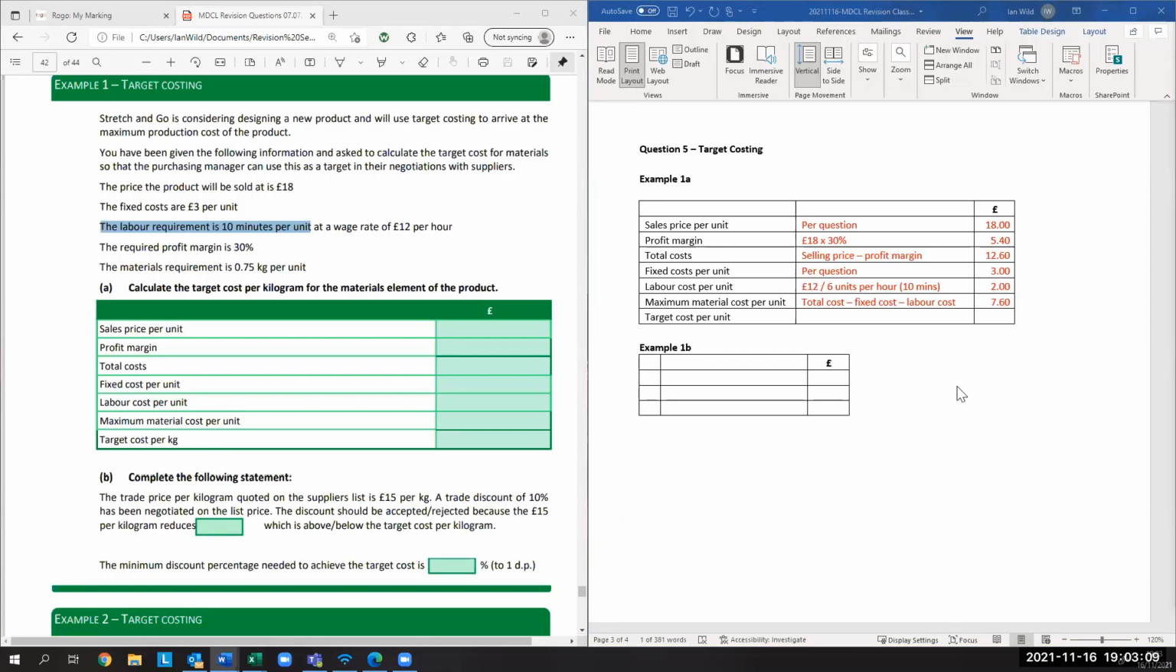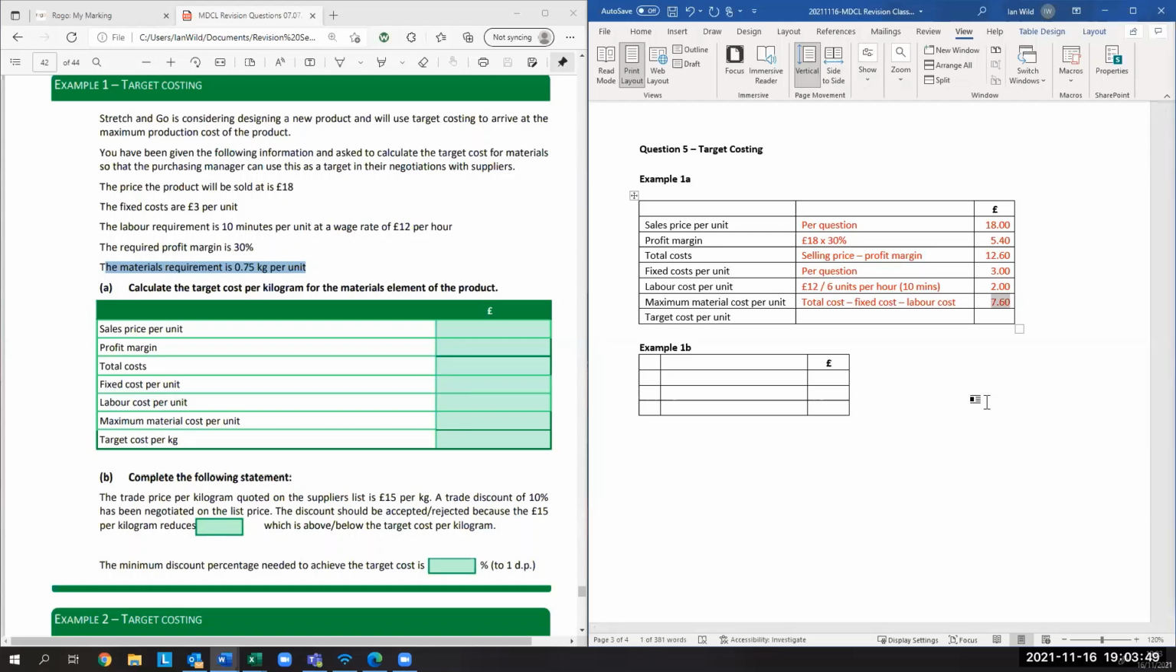Okay, now then, this is the tricky bit. We're told that the materials requirement is 75 kilograms per unit. Now, we need to be careful, 0.75 kilograms. So that means that for 0.75 kilograms, the most it can cost us is £7.60. So 3/4 of a kilogram must cost no more than £7.60.